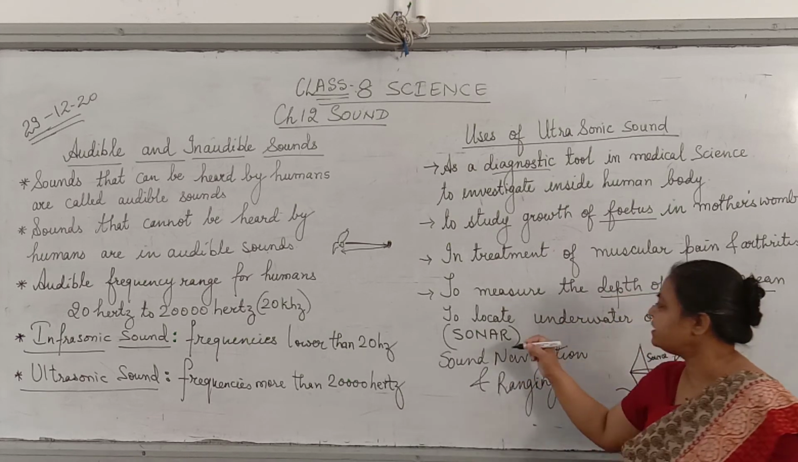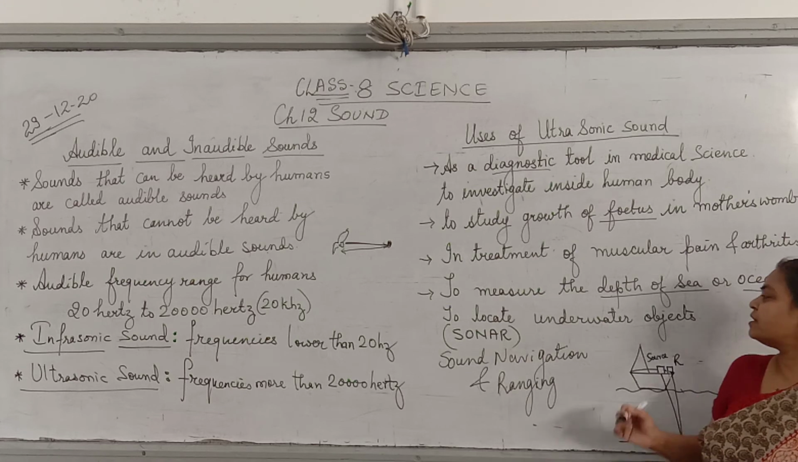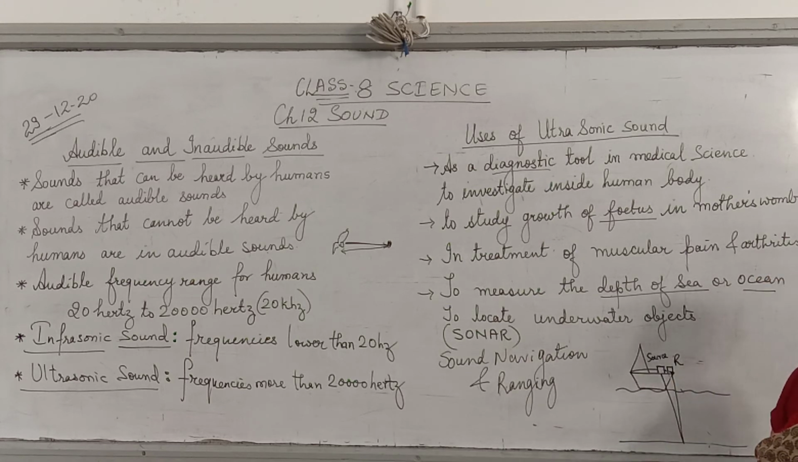This sonar technique is used to find out how deep the ocean is, or how deep an object, a shipwreck it may be, or some other object lying at the bottom of the sea can be detected. It can be done like this. In a ship there is a source which produces the ultrasound. This ultrasound is focused at the bottom of the sea.